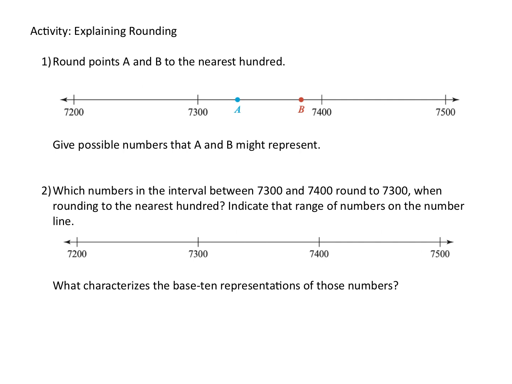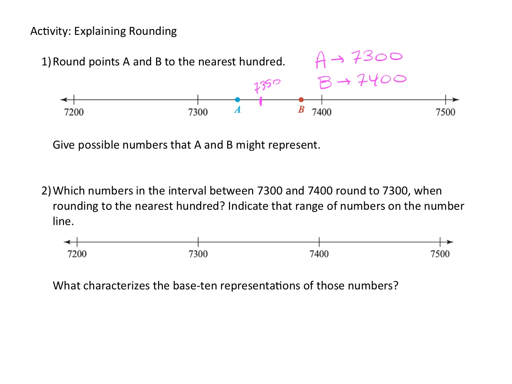Okay, so number 1, we want to round points A and B to the nearest 100. They're both between 7,300 and 7,400. The halfway point visually looks like it's about right there, and that would be 7,350. Point A is going to round down to 7,300 because it's to the left of the halfway point, and point B is going to round up to 7,400 because it's to the right of the halfway point.